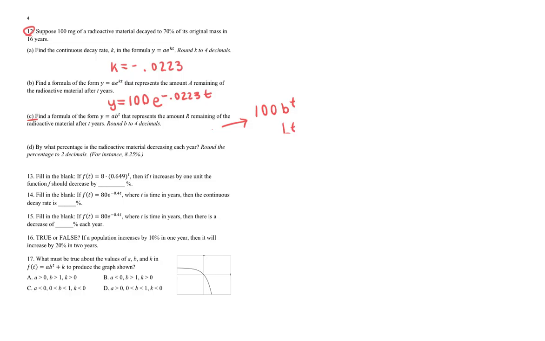Okay, and so if it's not already clear, I'm going to go ahead and rewrite this right-hand side as e to the negative 0.0223 to the power of t, and hopefully we can see that b should equal e to the negative 0.0223, which when we put that in our calculators, we get that b is approximately equal to 0.9779. Okay, so now if we were to put that in our formula, we know that y equals 100 times 0.9779 to the power of t.